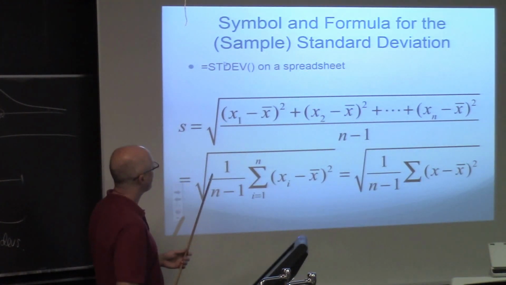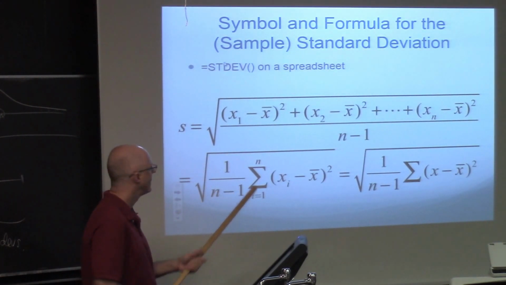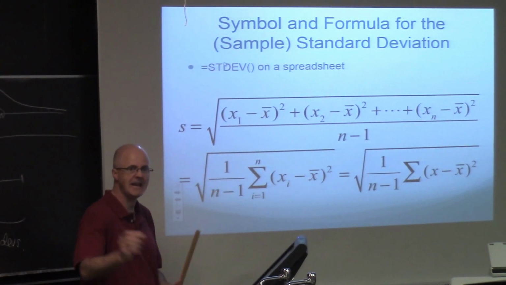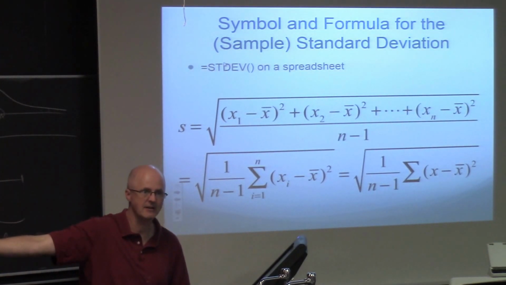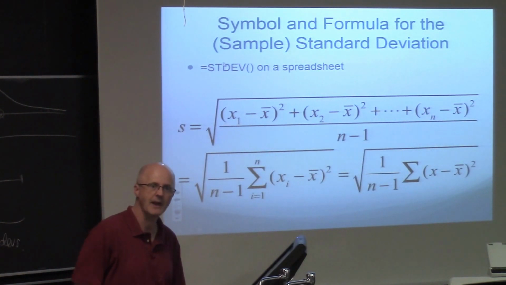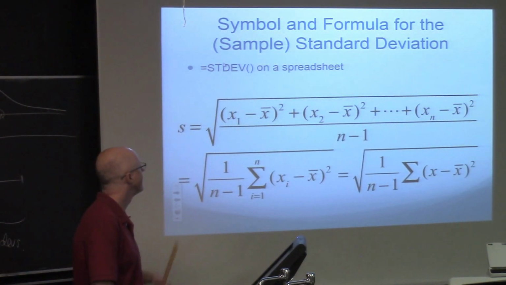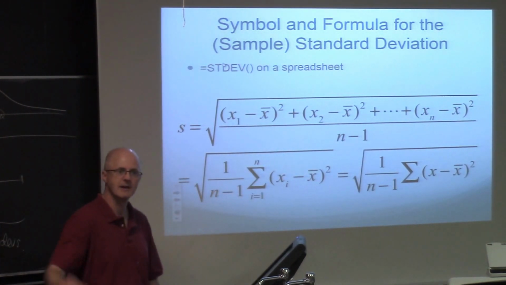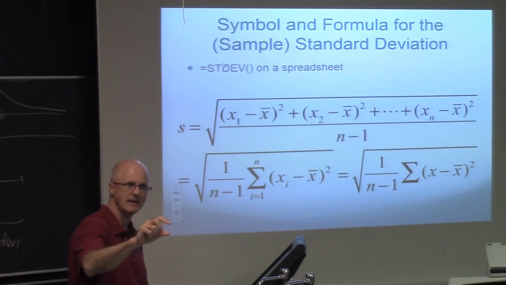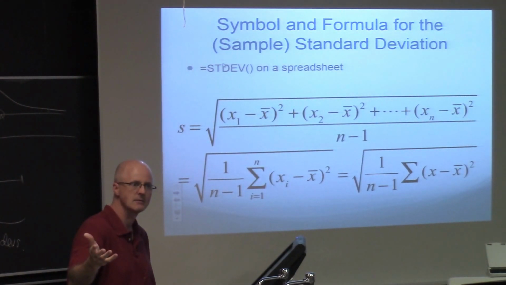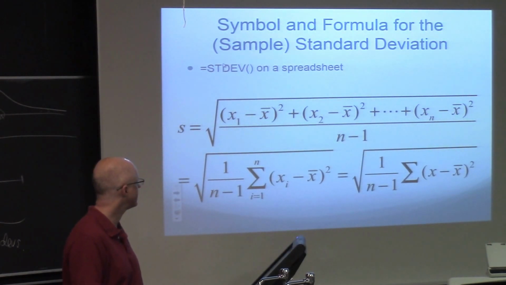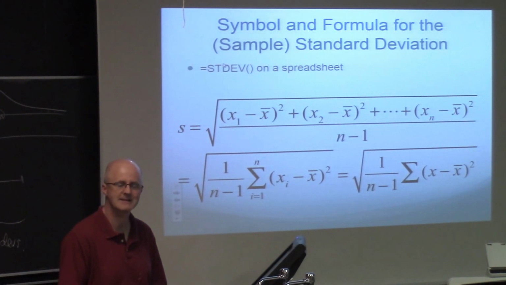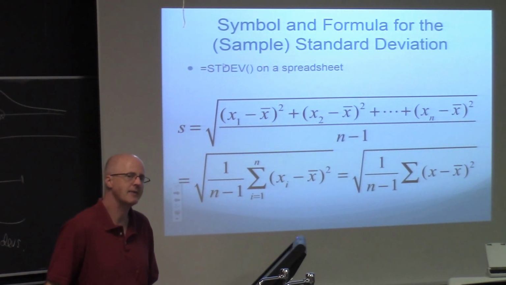What are we adding in the top? We're adding a bunch of squares. x1 minus x bar squared, meaning, listen carefully, the first data value, x1, minus the mean you just calculated, and then square that number. x2 minus x bar squared, the second data value minus the mean, square that number. Some of these differences could be negative. Right? If x1 is 5 and x bar is 10, 5 minus 10 is negative 5. But when you square it, the negative signs go away. Negative 5 squared is positive 25.